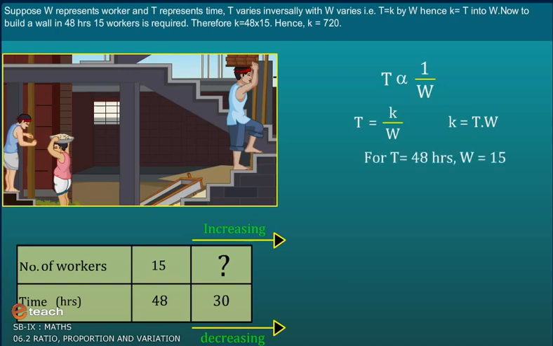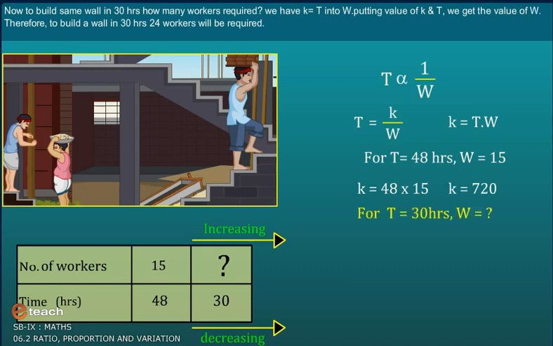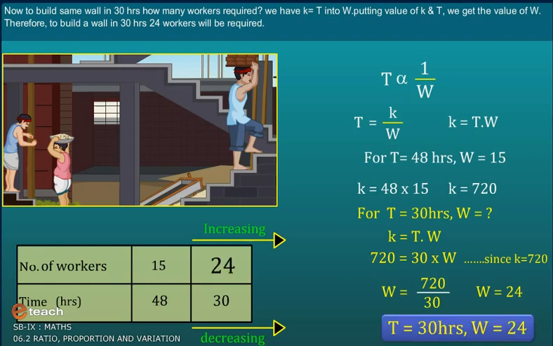Now to build a wall in 48 hours, 15 workers are required. Therefore, K is equal to 48 into 15. Hence, K is equal to 720. Now, to build the same wall in 30 hours, how many workers are required? We have K is equal to T into W. Putting the values of K and T, we get the value of W. Therefore, to build a wall in 30 hours, 24 workers will be required.